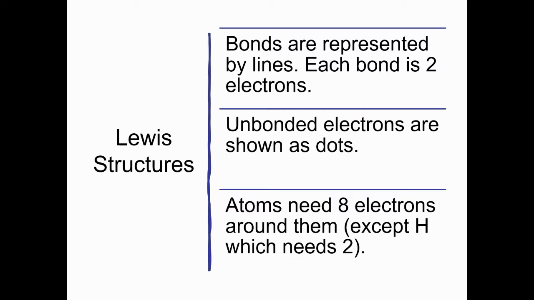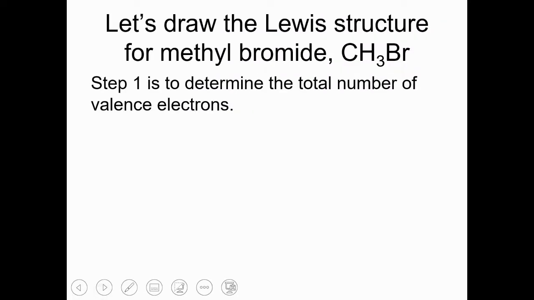When we draw the Lewis structures, the bonds are going to be shown using lines. Each line represents 2 of the valence electrons. And then unbonded electrons are going to be shown as dots, and each dot is 1 electron. So we're going to do a lot of drawing here. And we're going to start with a compound called methyl bromide.